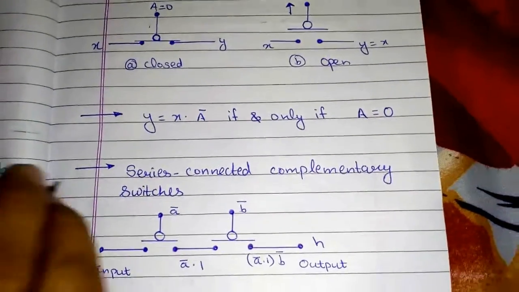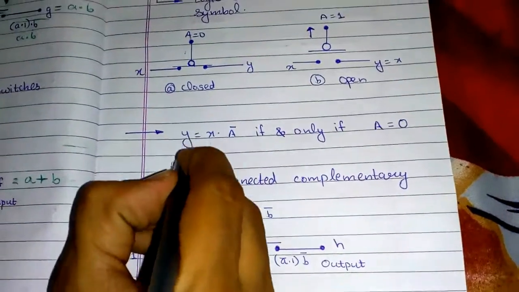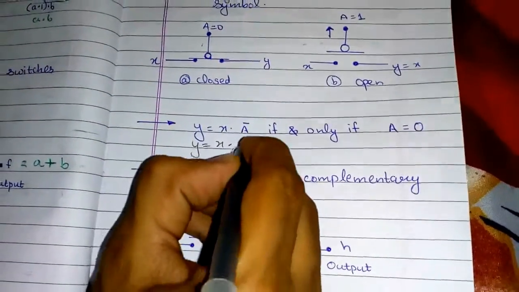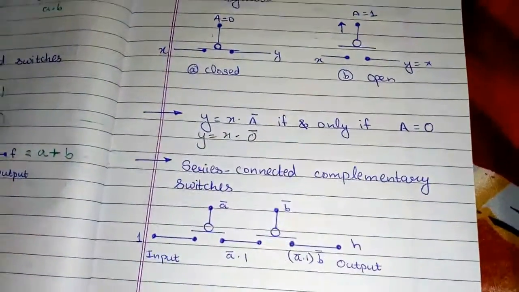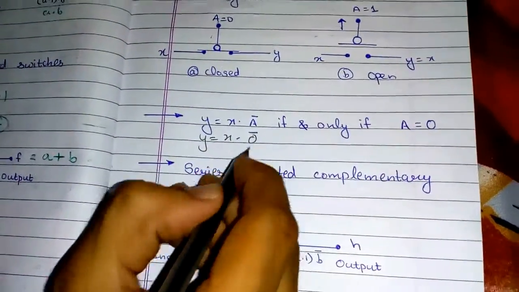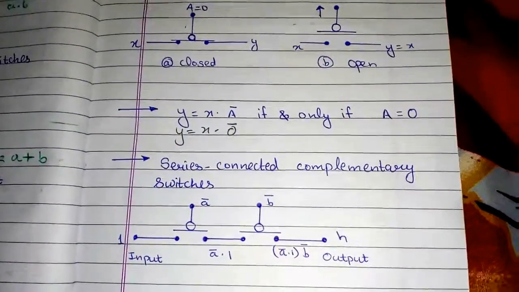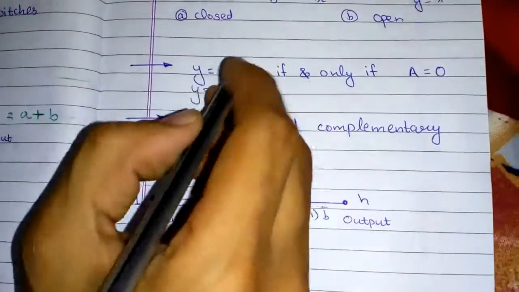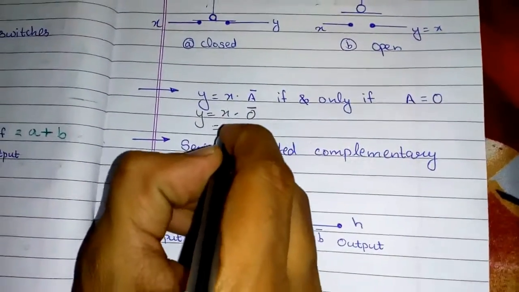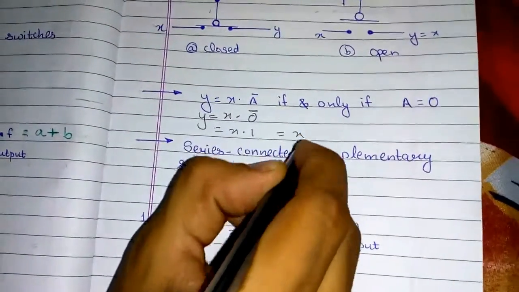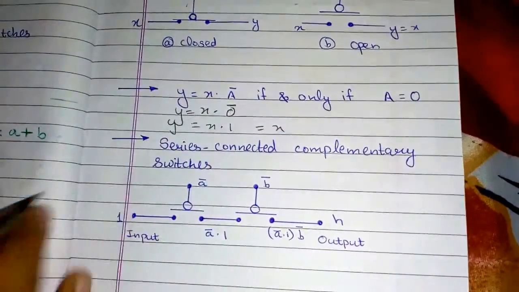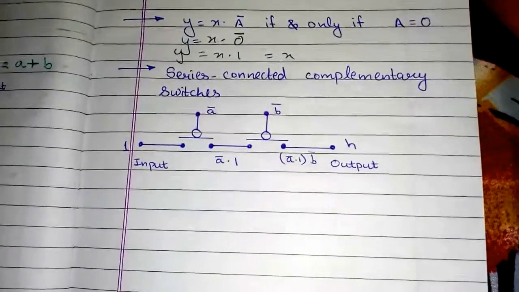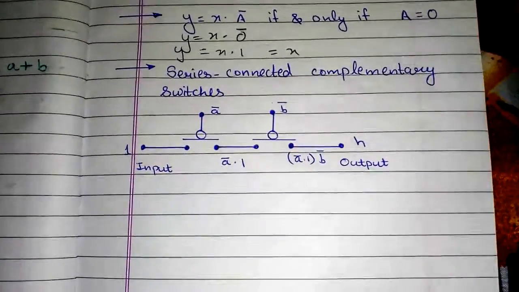So I can say that Y equals X into A bar if and only if A equals 0, because if I solve this, I will have Y equal to X into A bar, meaning 0 bar because A is equal to 0. And when A is equal to 0, 0 bar will give me 1. So that means X into 1, which is nothing but X. So Y equals X if and only if A is equal to 0.